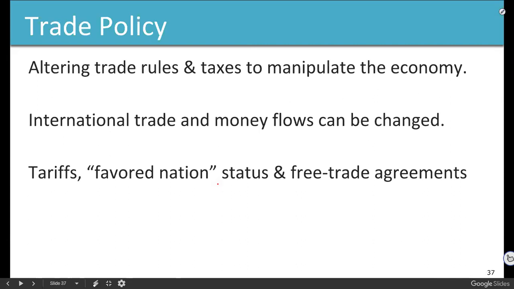Trade policy: they can do things to alter the rules for trade to make it easier for foreign companies to sell their stuff to American companies, or make it harder for foreign companies to sell their products to American companies. And by doing that, they're manipulating the productivity and sales of American businesses, which will speed up or slow down their money.